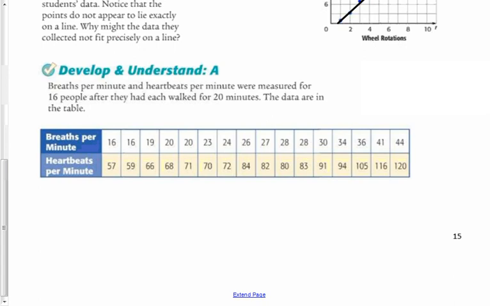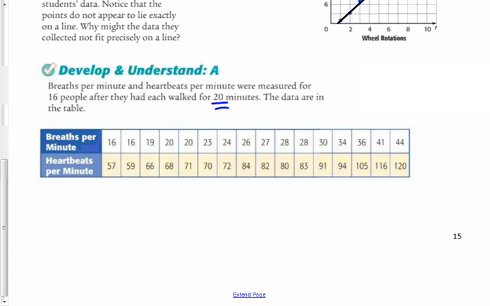In this table, there's a relationship between the heartbeats per minute and the breaths per minute. Turns out that the more breaths per minute you have, the faster your heartbeat is going to go. And this data was taken after students had walked for 20 minutes. And there's 16 people here, so there's 16 pieces of data. This is the first person, the second person, the third person, and so on.